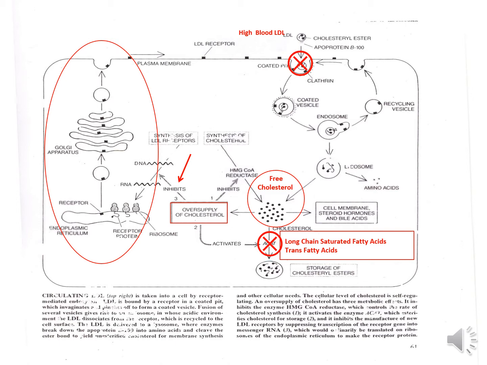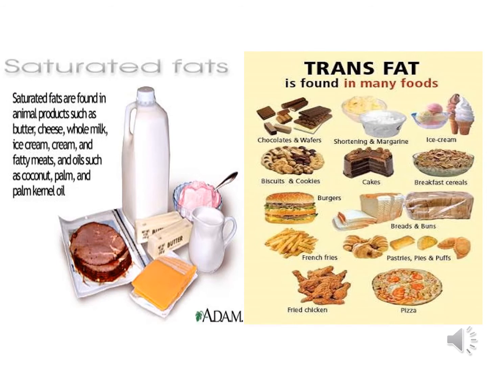So the goal is to reduce long-chain saturated fats and trans fatty acids. And these are the foods that are high in saturated fats and trans fats. You can see saturated fats are high in animal products. Trans fats are in processed foods.